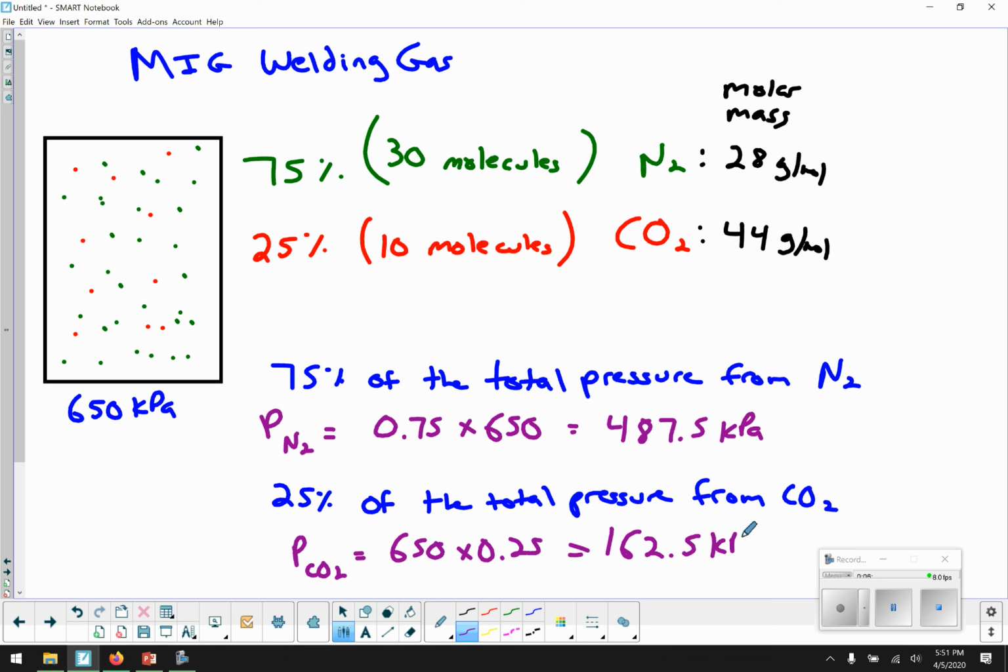0.5 kPa. So I know I'm getting 487.5 kilopascals of pressure from nitrogen, and 162.5 kilopascals of pressure from the CO2. And you might think, well, when would we ever use this? When is this important? Well, it's actually super important for our lungs.